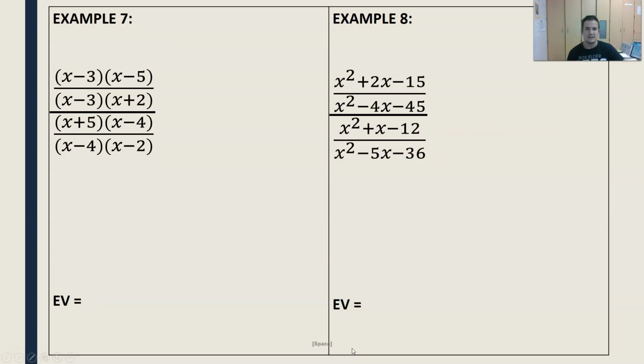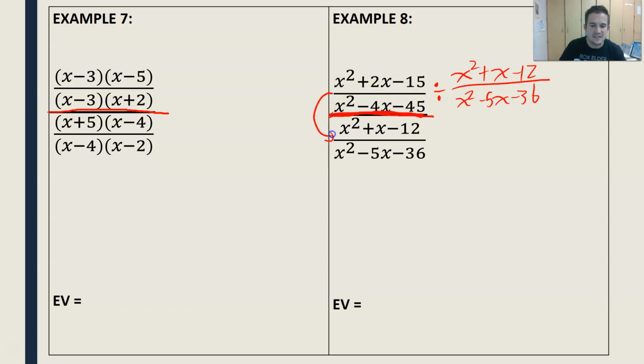Okay, let's do one of these problems. So don't be scared by this big fraction sign. When I have x squared plus 2x minus 15 over x squared minus 4x minus 45, and this big fraction sign, that's another way of saying divided by x squared plus x minus 12 over x squared minus 5x minus 36. This is just another way of writing division problems with these big fraction bars.